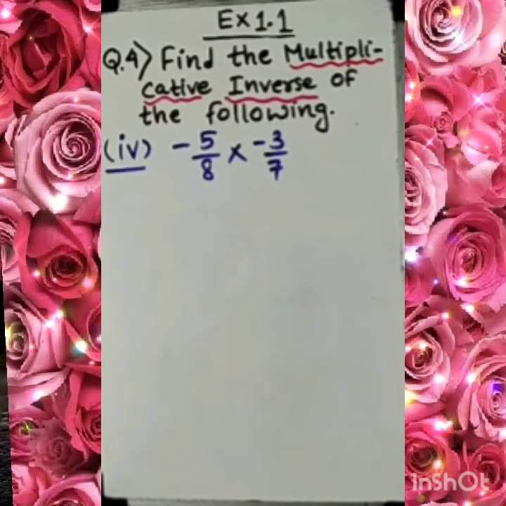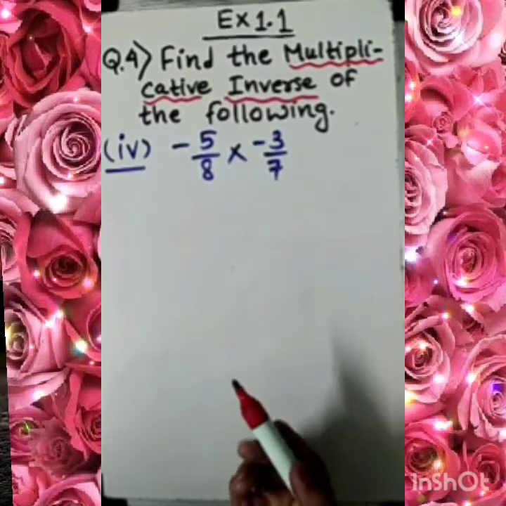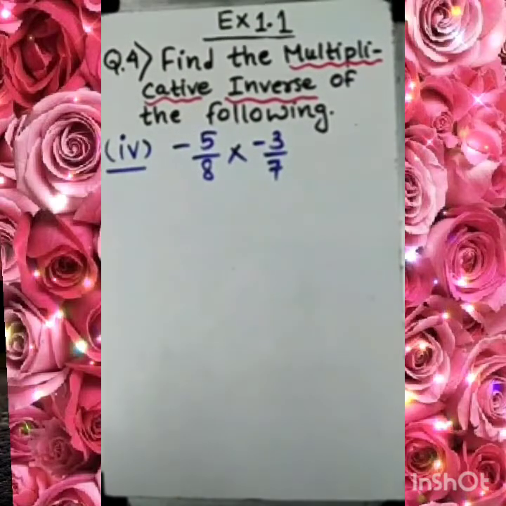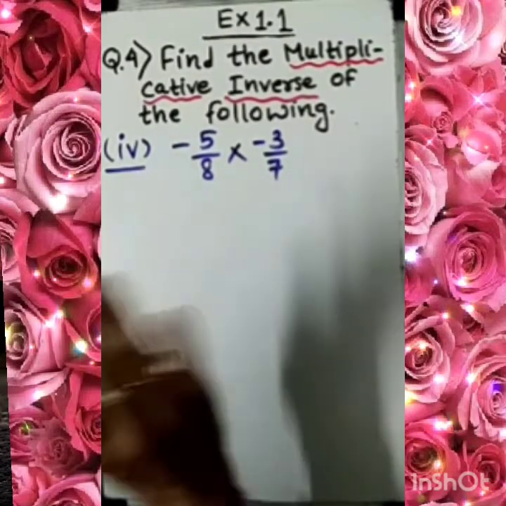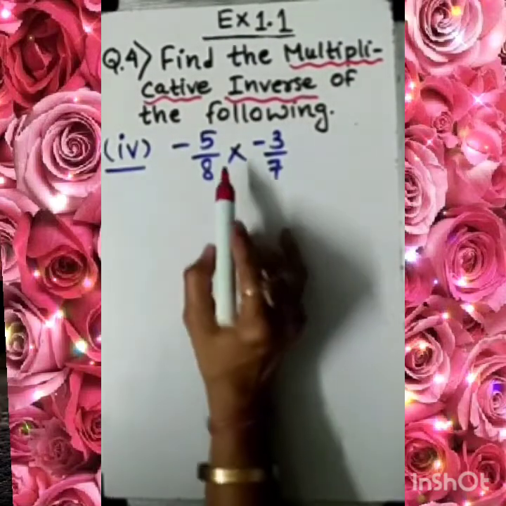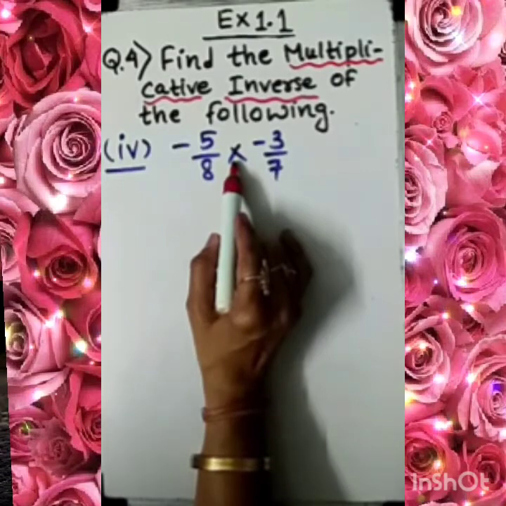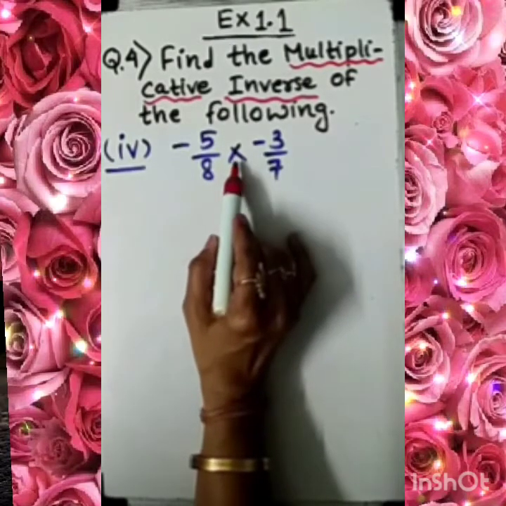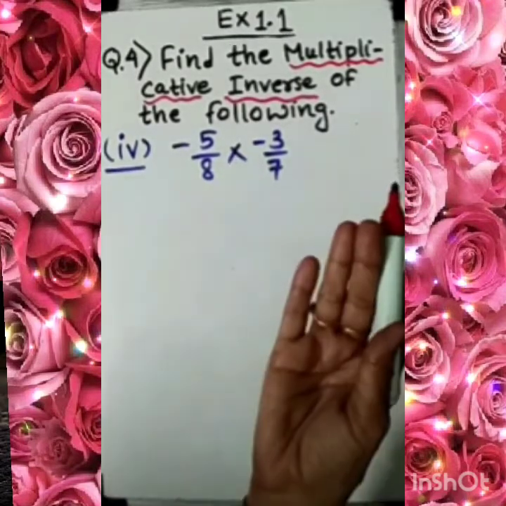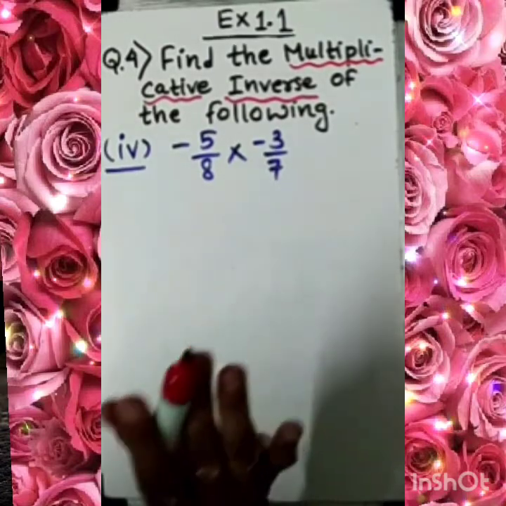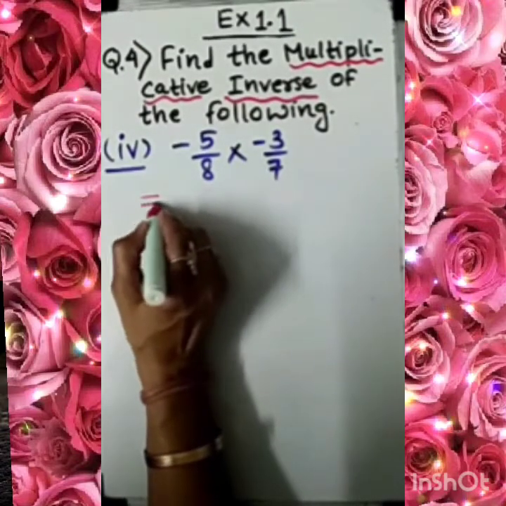So my dear student, here the fourth question is minus 5 by 8 multiplied by minus 3 by 7. Right. So first of all, before we proceed to its multiplicative inverse, we need to simplify this. Here we do not have to take the LCM. The reason is that it is a product sign. If we have plus or minus sign, then we need to work out the LCM. So for simplicity, first we need to simplify this.